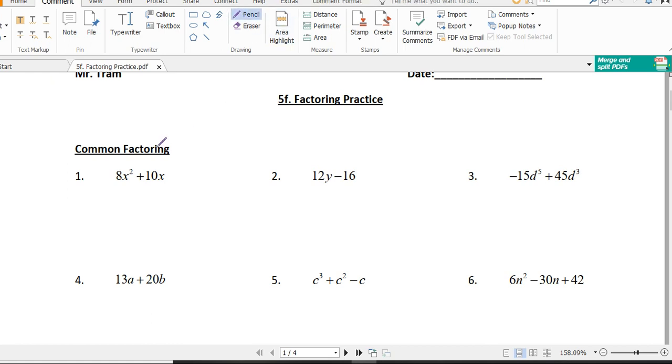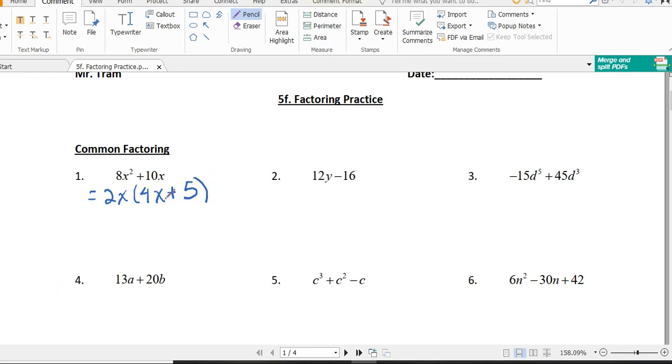Alright, common factoring. Common factoring, once again, is just looking at the two terms and seeing what's common. In this case, both these terms, it looks like I can factor out a 2. I can also factor out an x, since there are two x's there and a single x there. So I factor out 2x, which leaves me with 4x. 8 divided by 2 is 4, x squared divided by x is x, 10 divided by 2 is 5, and then the single x there, I factor out that x, and we're done.